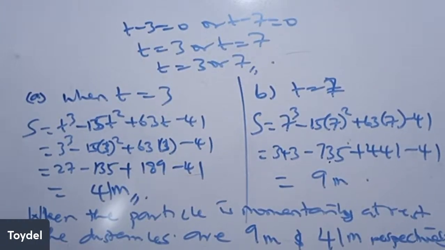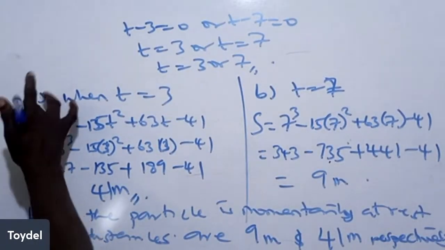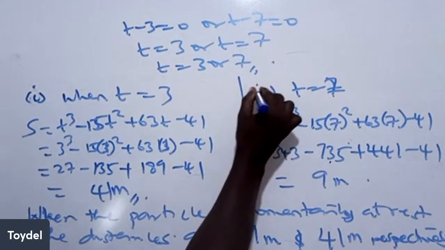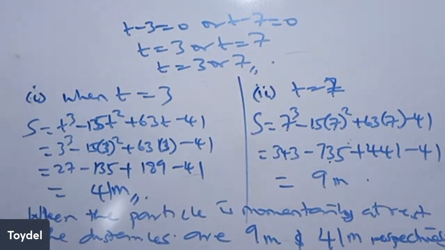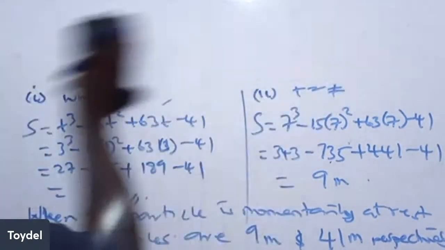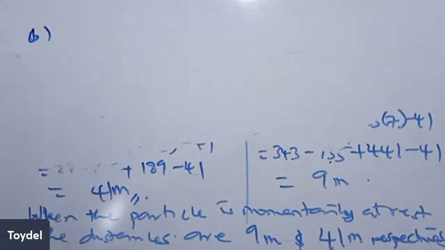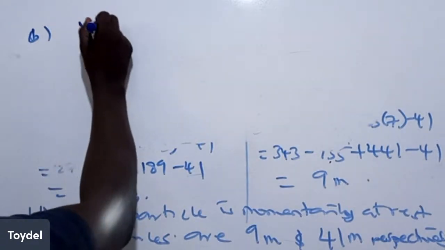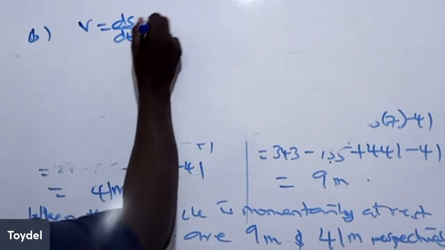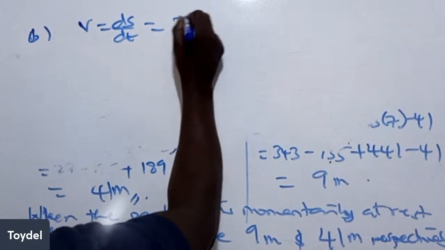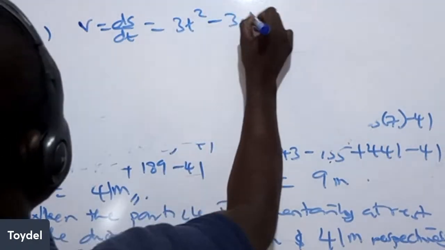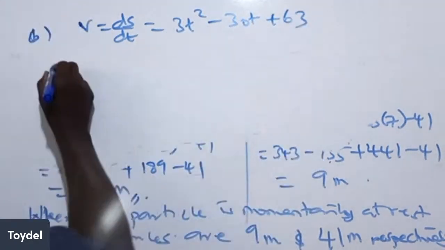So that is that about the A part of the question. We have been able to find the distance from zero when the particle is momentarily at rest. Then we go ahead and solve the second part of the question, the B part. We have to find the velocity when the acceleration is zero. So we have gotten the velocity, ds/dt, as 3t squared minus 30t plus 63.